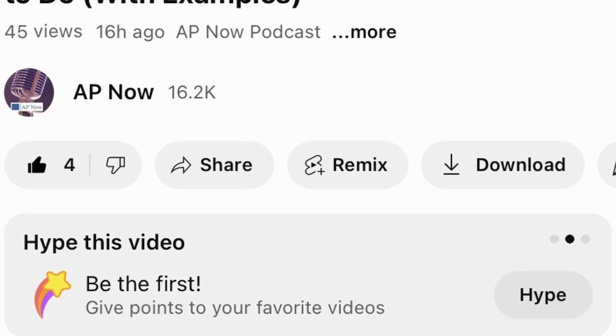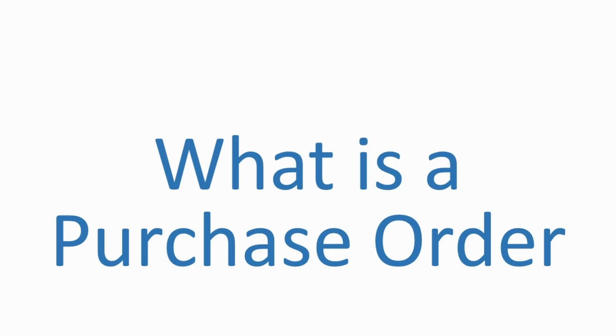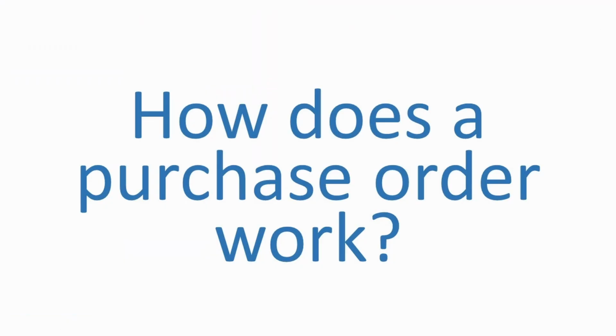What is a purchase order? A purchase order is a legally binding document created by a buyer and presented to a seller. Purchasing and accounting professionals frequently refer to purchase orders using the shorthand abbreviation PO. Each PO or purchase order should have a unique number associated with it, and this is frequently referred to as the PO number. Alrighty, so how does a purchase order work?